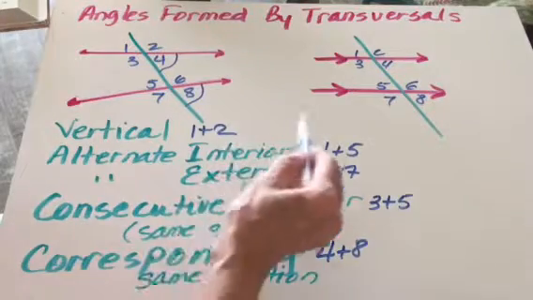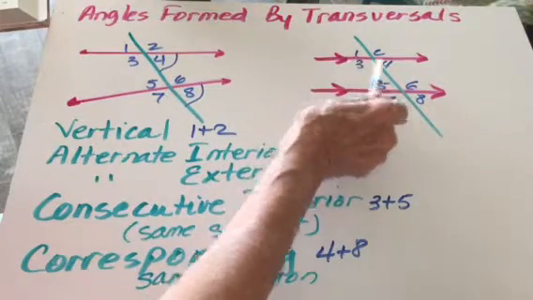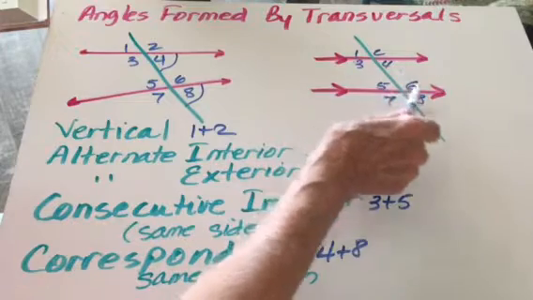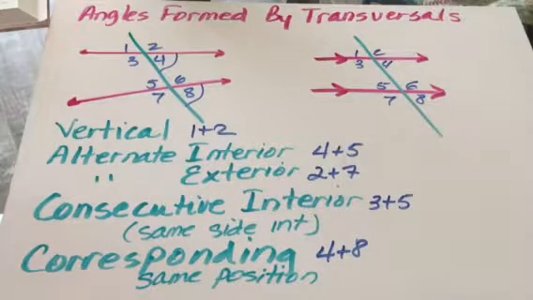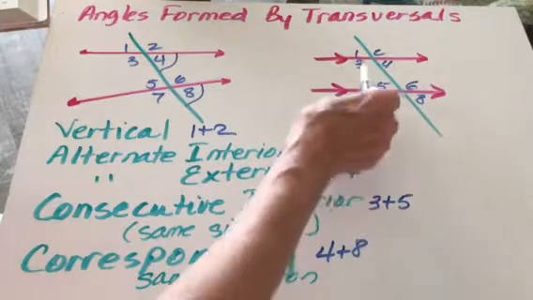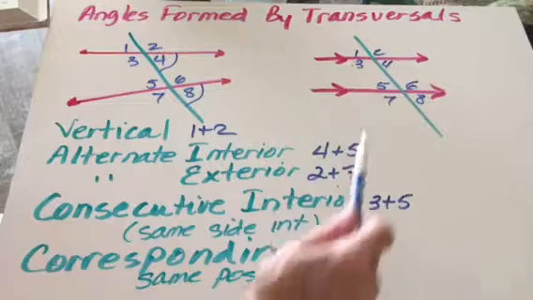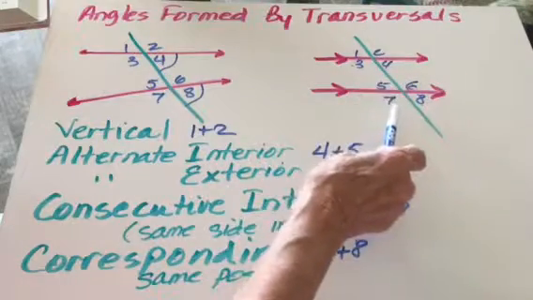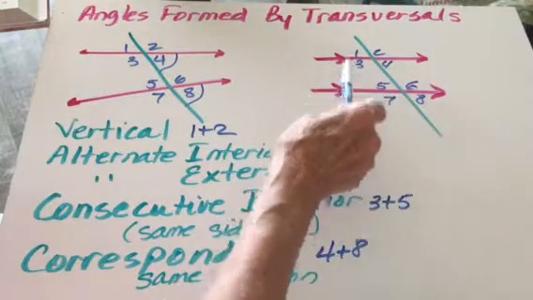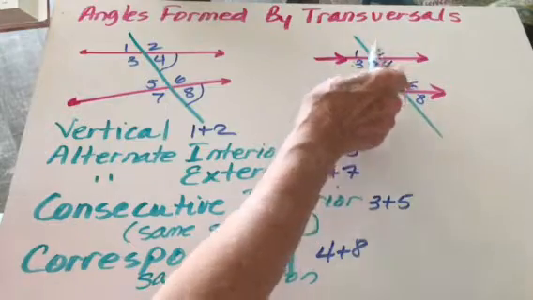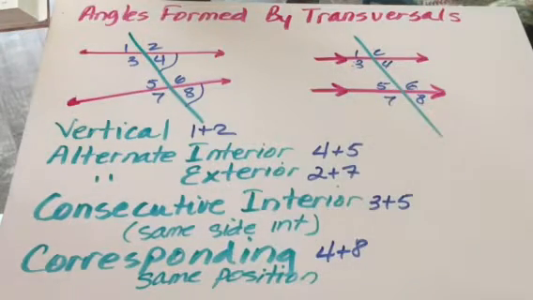The alternate interior angles, the back and forth, the 4 and 5 and the 3 and 6, they're going to be the same size. Same size. So if this is 120, then this is 120. Alternate exterior, 2 and 7. If the lines are parallel, then the sizes of those angles are going to be the same.